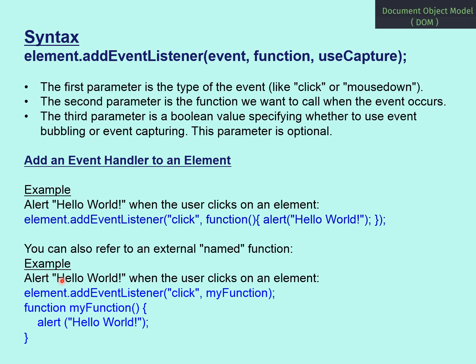So this is an example which refers to an external function. The same example: alert hello world when the user clicks on an element. Here the function is specified inline. Here it is defined externally. Have a look at this: element dot addEventListener of click, myFunction. Whenever the user makes a click on the corresponding element, myFunction will be called. This is the definition of myFunction. Inside myFunction, it will create an alert box with the text message hello world. Hope you understood.